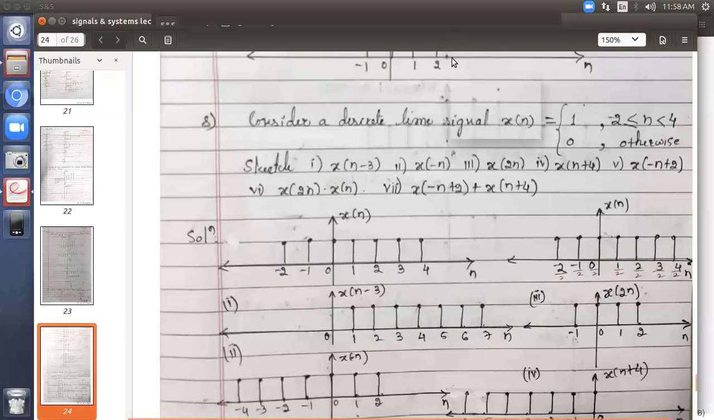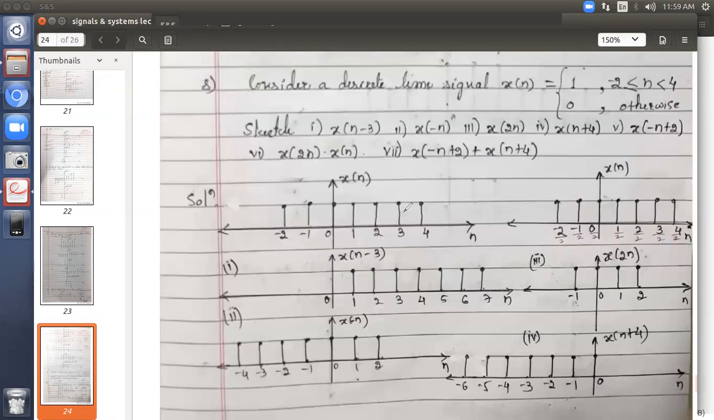Now, what is the first question? It is x of n minus 3. So n minus 3 means you have a negative sign here. Negative sign indicates right shift. By how many amounts? By 3 amounts. Why only right shift? Because the negative sign is involved. So let's do that.